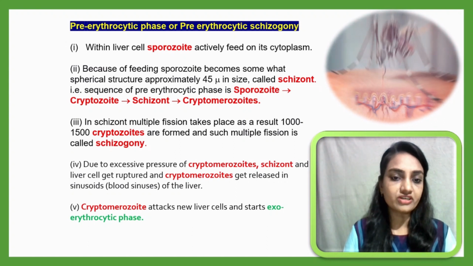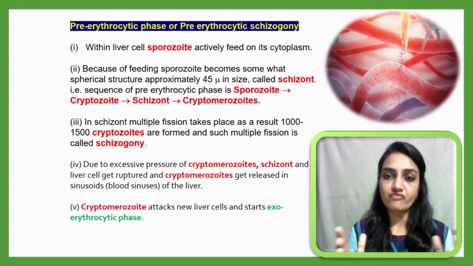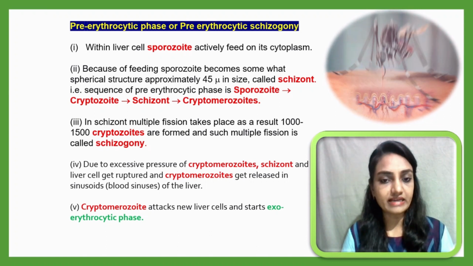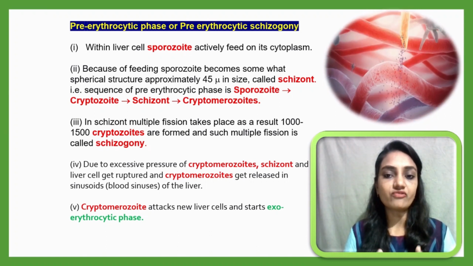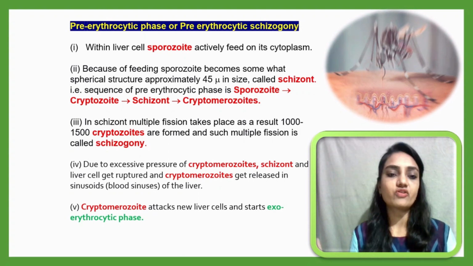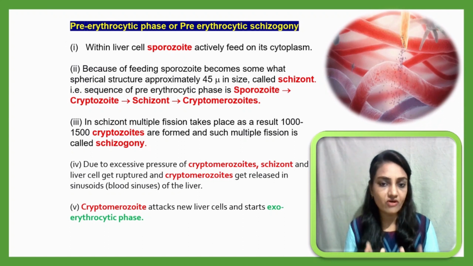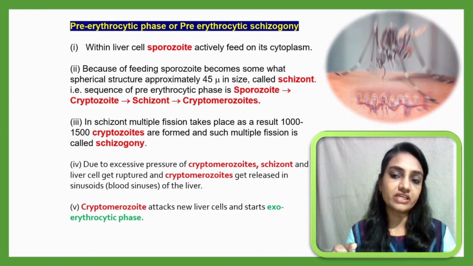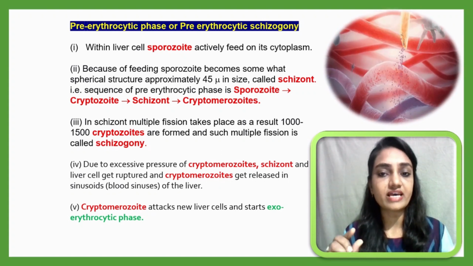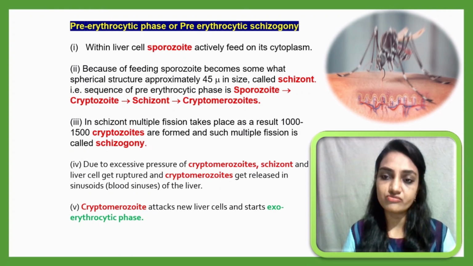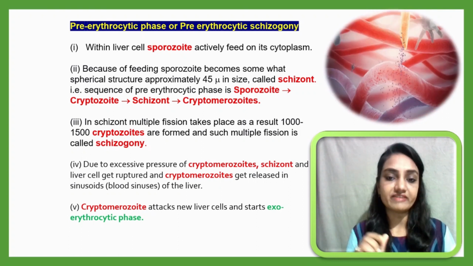In the schizont, multiple fission takes place. You know very well what multiple fission is. You have already learned it in standard 11. It takes place and results in 1000 to 1500 cryptozoites. So a large number of cryptozoites are formed, and such multiple fission is called schizogony. So schizogony is a special kind of asexual reproduction which is completed inside the human body, especially in the liver cell.